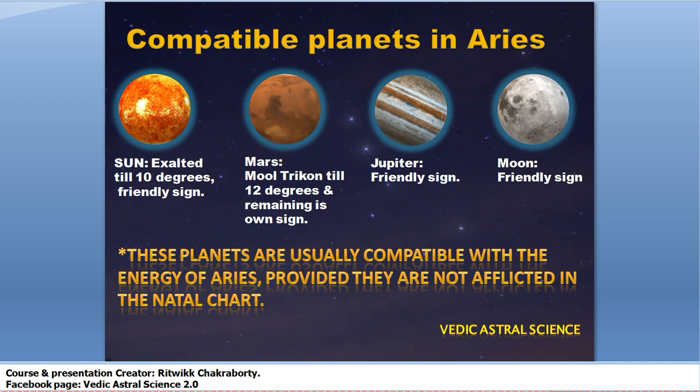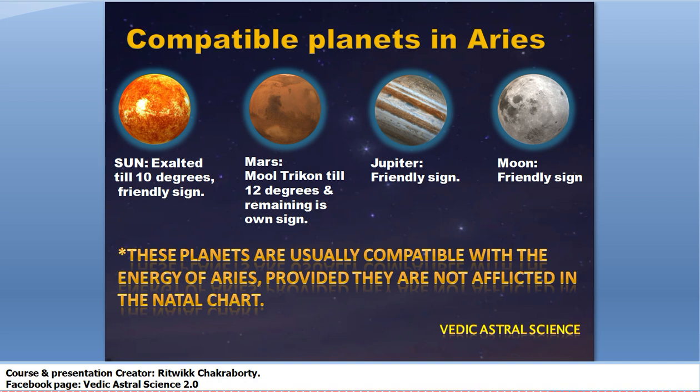Okay, but from the Mool Trikon Rashi of Moon, which is Taurus, you will find the sign Aries in the 12th house. So this is not a favorable point as far as this placement is concerned. But in the second half of the sign Aries, we can expect good results from Moon. However, if Moon occupies Aries, native will be mentally strong, courageous, and active.